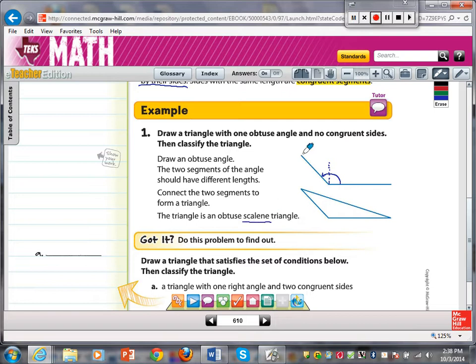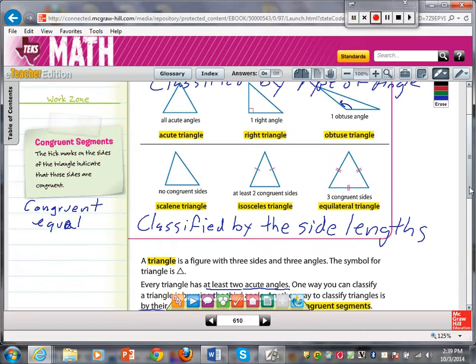So when they connected this here, you see that this is short, this is longer, and this is longer. So by the side lengths, this is considered a scalene. And since it has an obtuse angle in it, the correct name would be scalene obtuse triangle, or the other way around, an obtuse scalene. Usually we name them first by the angle type. Okay, so this is kind of just a review for you guys.